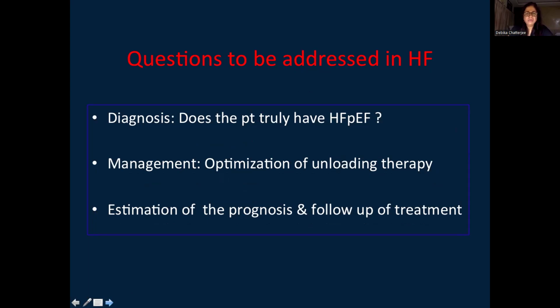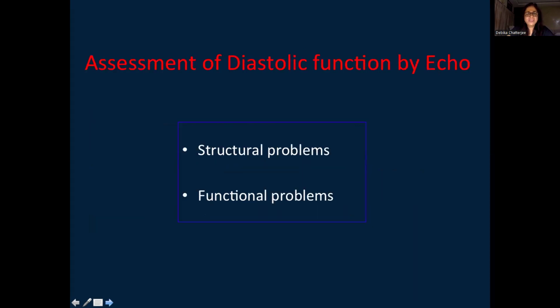We start thinking about these questions. First of all, does this patient truly have HFpEF, or is the heart failure due to some other cause? Well, if the patient has HFpEF, how are we going to manage, how are we going to optimize the unloading therapy, and also what is the prognosis of the patient, how am I going to follow up the treatment? Well, all these questions can be answered by assessing the diastolic function of the patient by echocardiography.